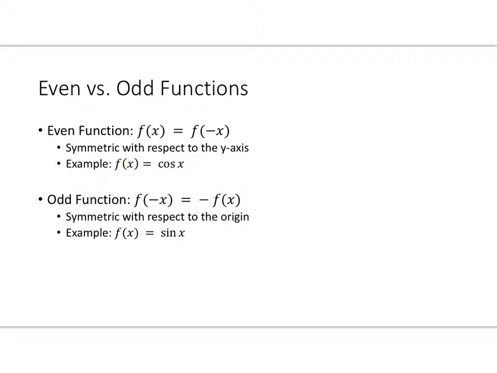An odd function says when I put in a negative value and evaluate the function, I get the negation of the function evaluated at the positive value. So this means the graph is symmetric with respect to the origin. So an example would be f of x equals sine x, or f of x equals x to the third.